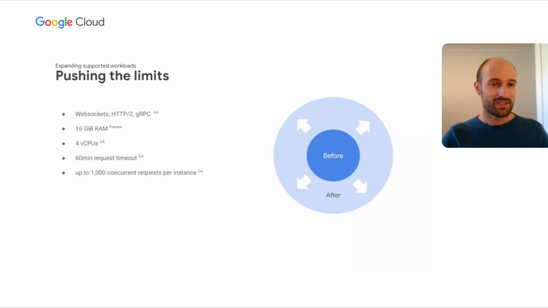You can now pick up to 16 gigabytes of memory in preview, and up to 4 vCPUs. Each request can run for up to 60 minutes, and each container instance can process up to 1,000 concurrent requests at the same time. This can become very handy if you are using WebSockets and opening many streams on a given instance, for example.